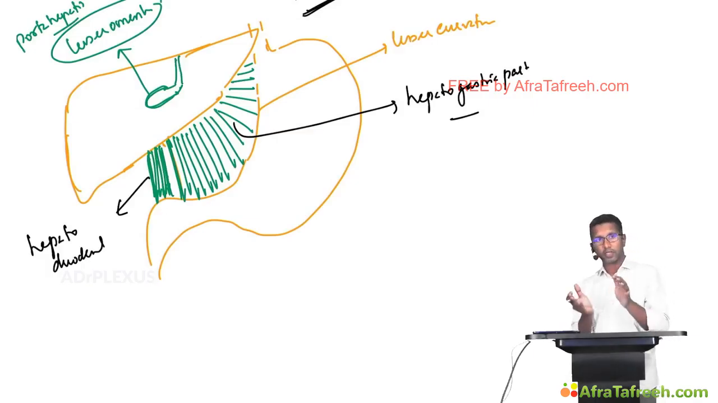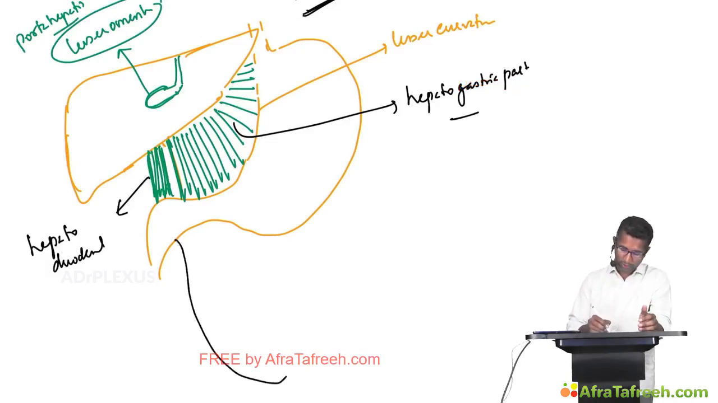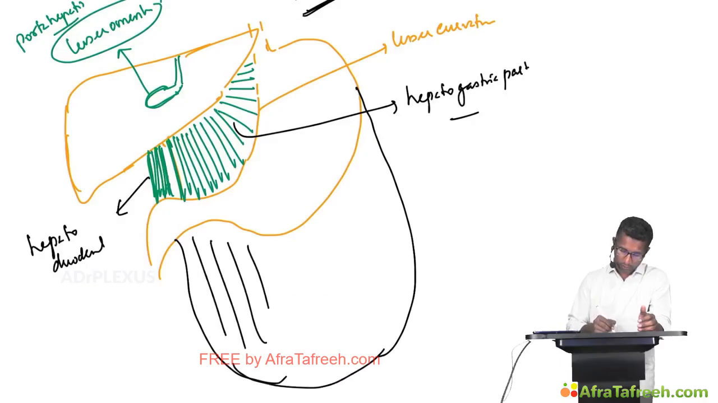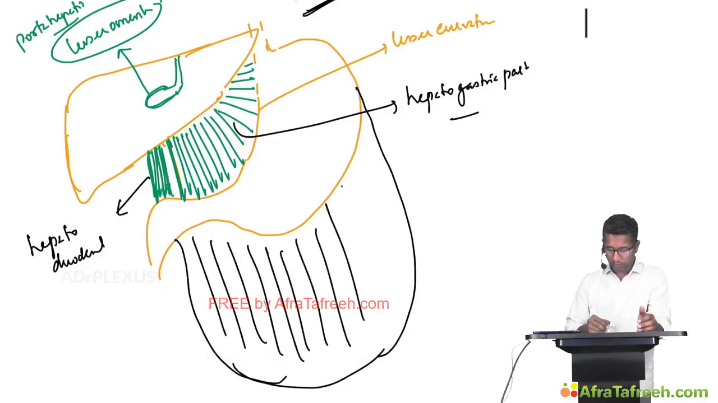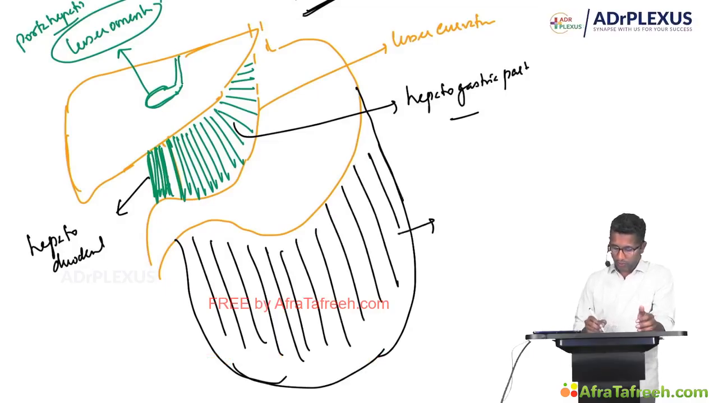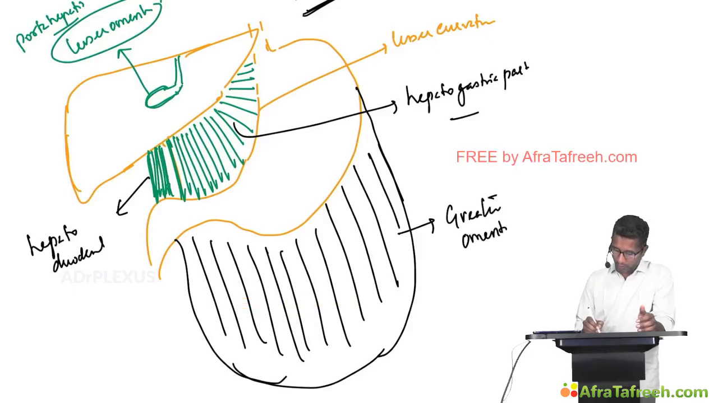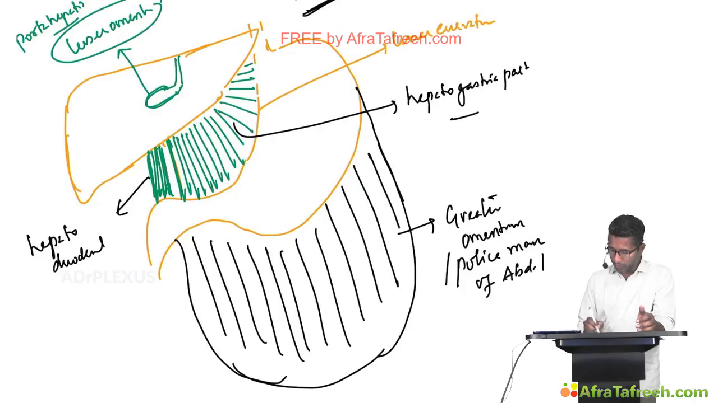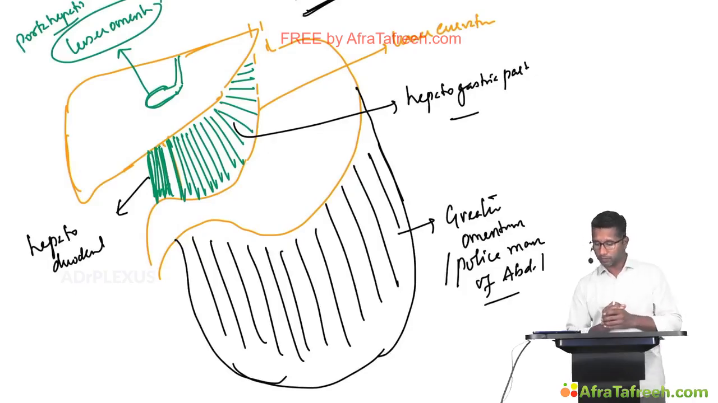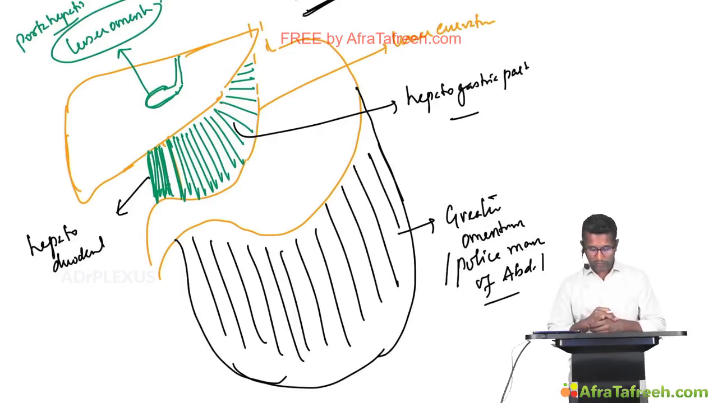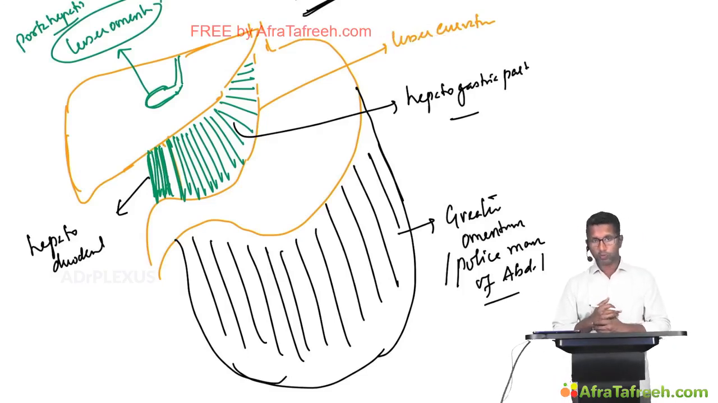After engulfing the stomach, the lesser omentum comes to the greater curvature and forms a big apron-like structure here. This big apron-like structure is called the greater omentum. The greater curvature is attached for most of its part to this peritoneal fold, the greater omentum, which is also called the policeman of the abdomen.